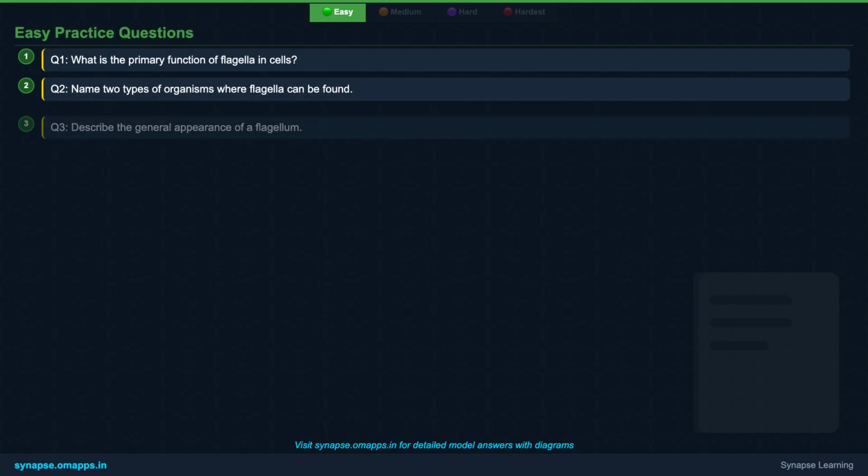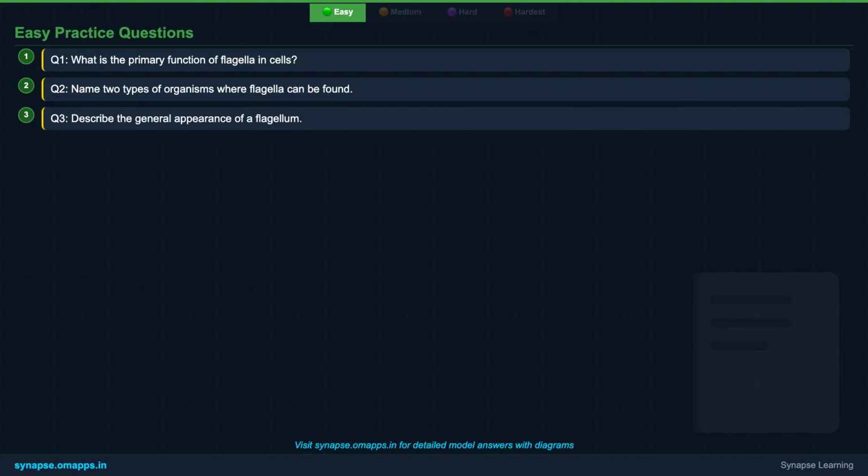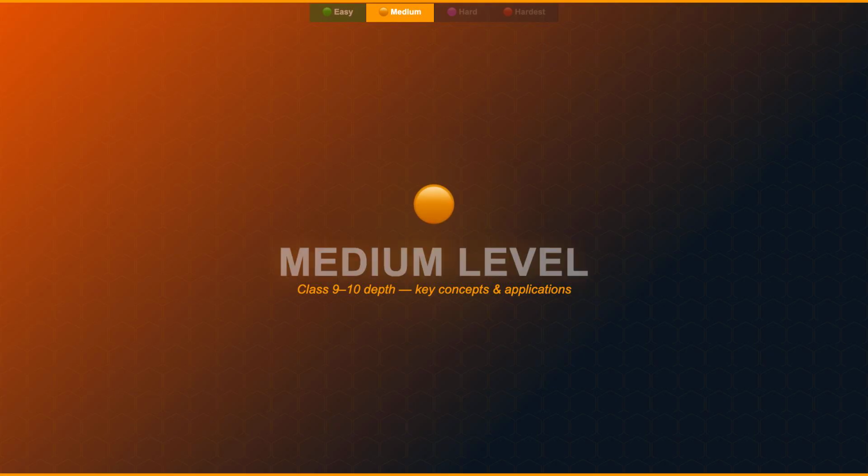Time to test your understanding of the basics. Here are 3 quick questions. Take a moment to think about them. Question 1. What is the primary function of flagella in cells? Question 2. Name 2 types of organisms where flagella can be found. And question 3. Describe the general appearance of a flagellum. Good luck!